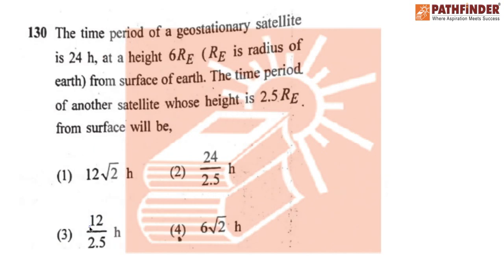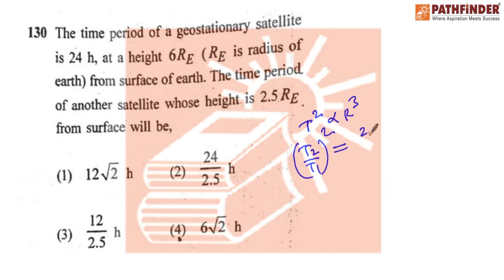The time period of a geostationary satellite is 24 hours at a height of 6 times radius of Earth from surface of Earth. The time period of another satellite whose height is 2.5 radius of Earth will be equal to. Okay, so you already know that time period T square is proportional to r cube, right? So here we know that T square is proportional to r cube. So now the radii are given. So T2 by T1 whole square will be equal to r2 by r1 whole cube.